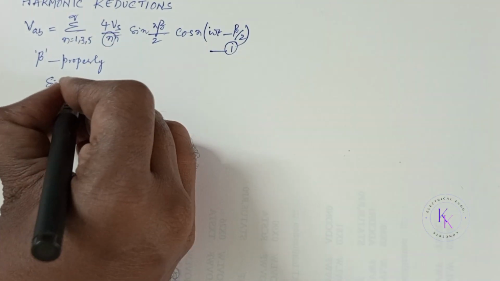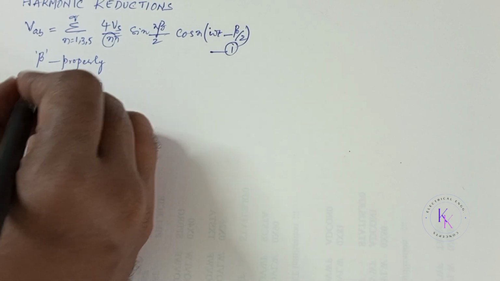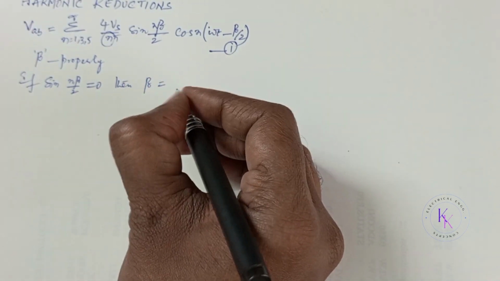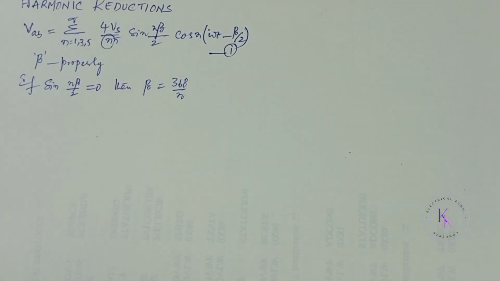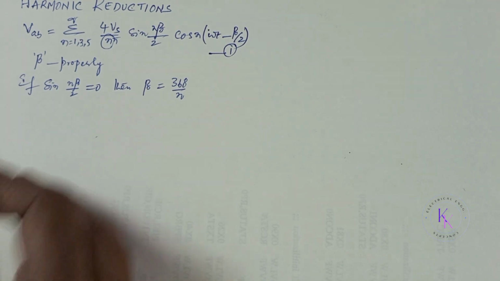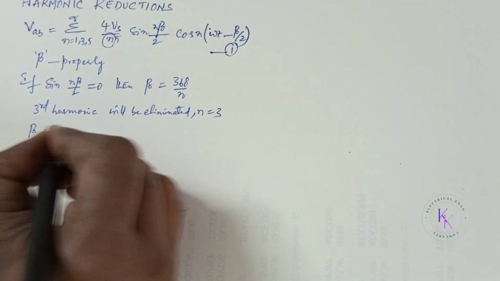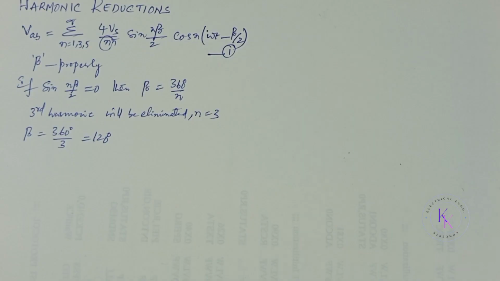Now, sine n beta by 2 equals 0 if beta equals 360 degrees divided by n. The third harmonic will be eliminated when n equals 3. Then beta equals 360 degrees divided by 3, that is 120 degrees. So when the displacement angle beta equals 120 degrees, the third harmonic can be eliminated.